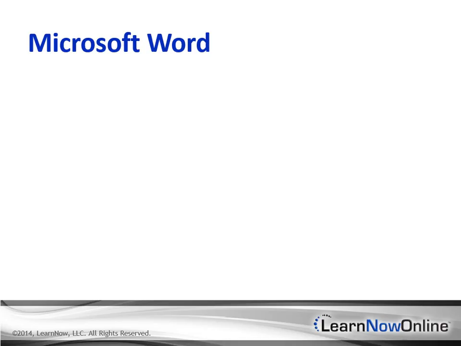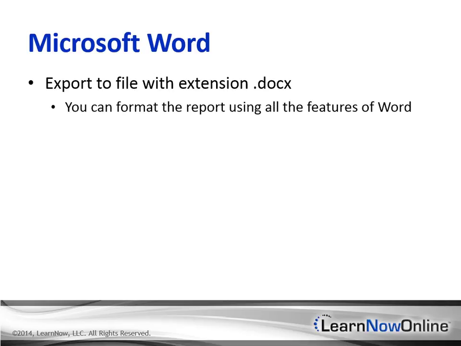The next rendering format that I want to talk about is Microsoft Word. When you export a document to Word, you'll end up with an exported file with the extension .docx that's supported by Word 2007 and later. The nice thing about exporting to Word is that you can then format the report, easily add pictures and explanatory text, and do anything else that you can do with a modern word processor.